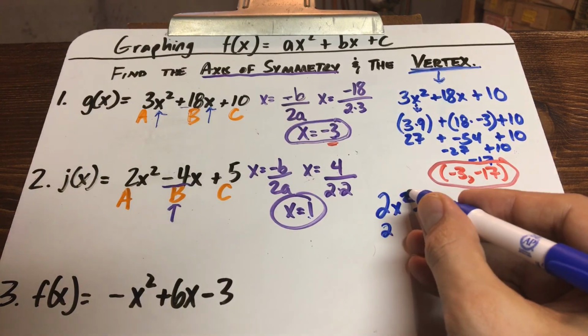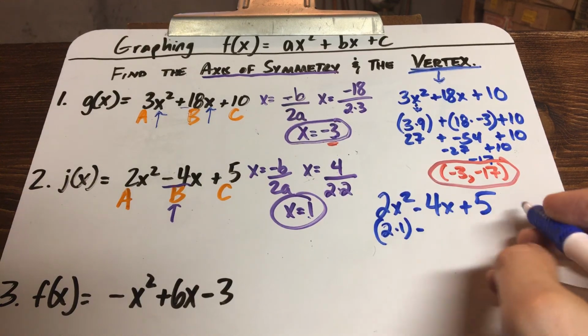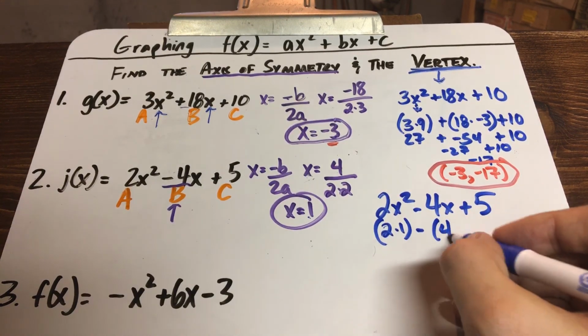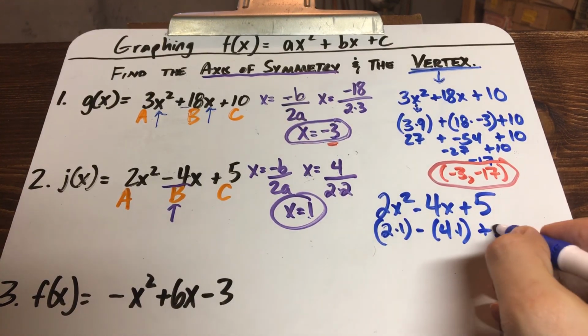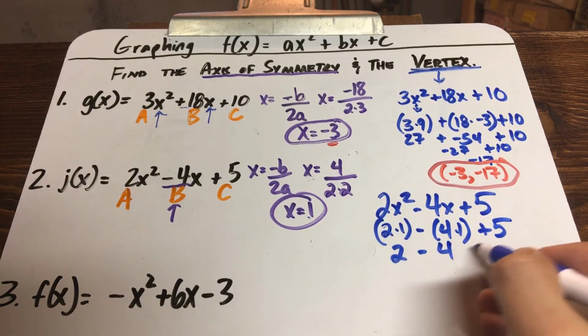So 1 squared, 1 times 1. Okay, that's 1. That's easy. Minus 4 times 1. I guess I should just put 4, but whatever. I put 4 times 1. So here, 2 times 1 is 2, minus 4 times 1, plus 5.